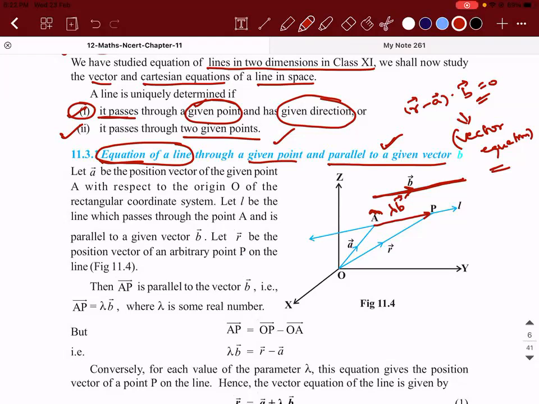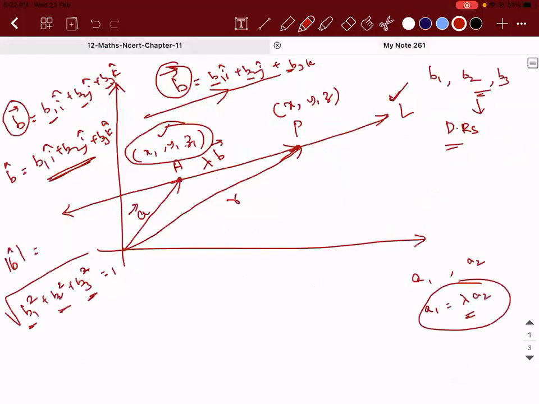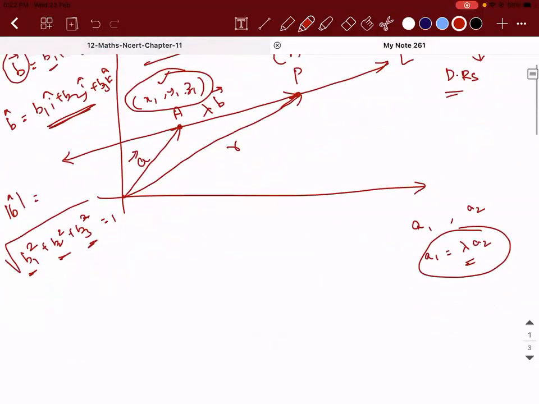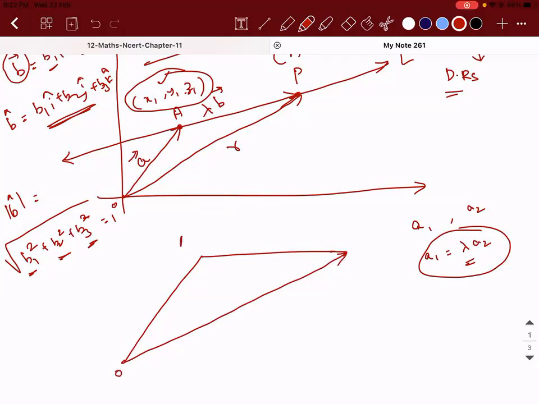Okay. So A is the given point, P is the general point. Whenever you want to write the equation of a line, you always take a general point. The general point is taken as x, y, z in terms of coordinates, and it is taken as r vector in terms of vectors. It is not r cap, it is r vector. Having said all these things, now I'm going to draw a free body diagram of OAP.